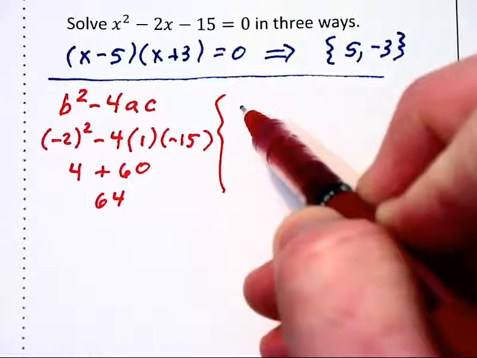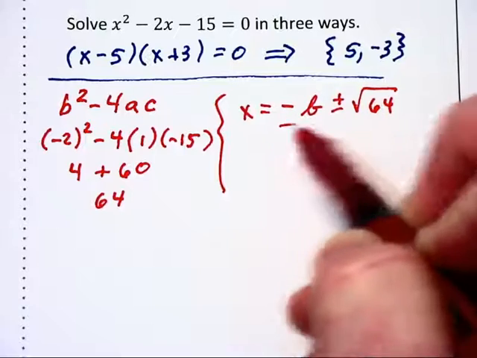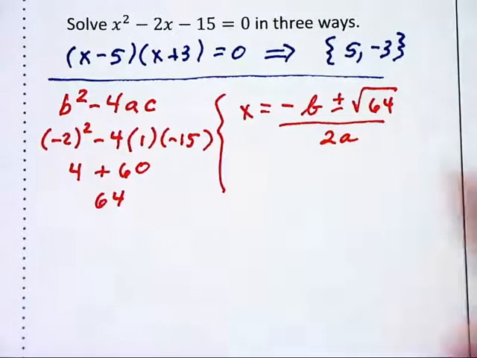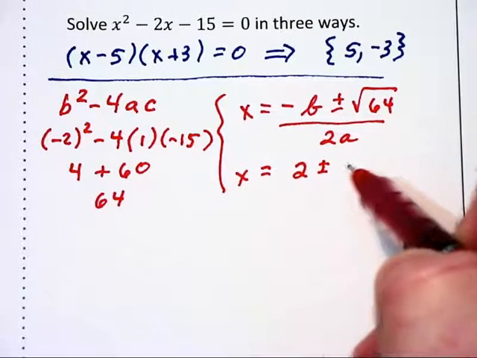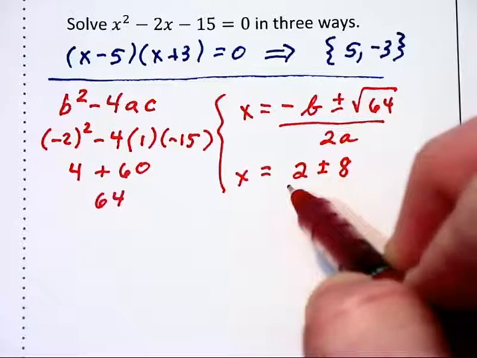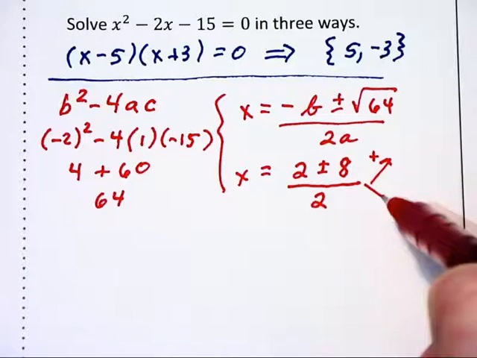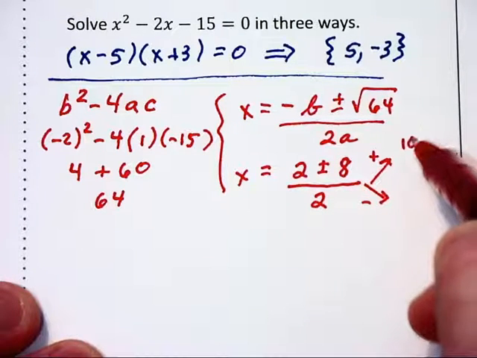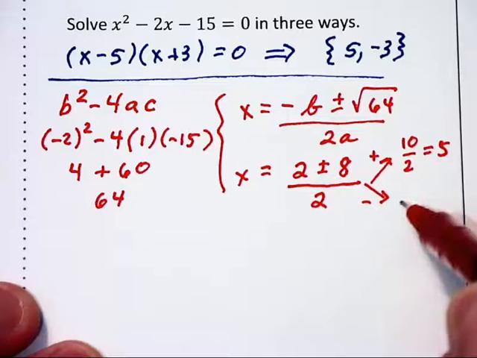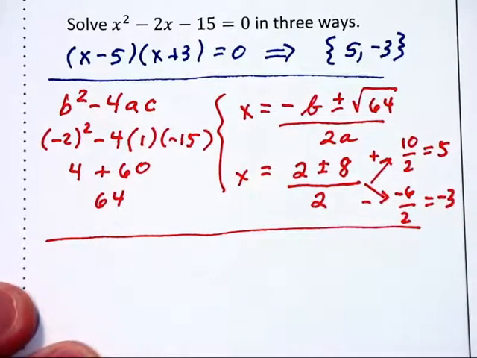Okay, let's now solve. X is equal to negative b plus or minus the square root of 64 all over 2a. X is equal to negative b, that's the negative of negative 2, which is 2, plus or minus the square root of 64, which is 8, all over 2a. 2 times 1 is 2. Now we have two choices, addition and subtraction. If we add the 2 plus 8, we get 10 over 2, which is equal to 5. And if we subtract 2 minus 8, we get negative 6 over 2, which is negative 3. Notice we have the same solution set as before.